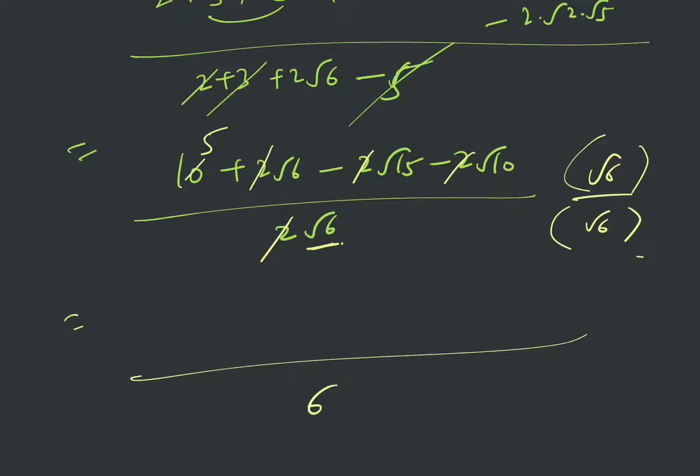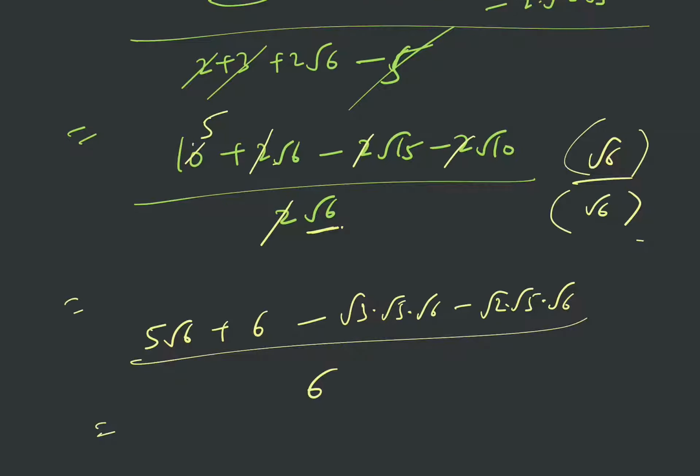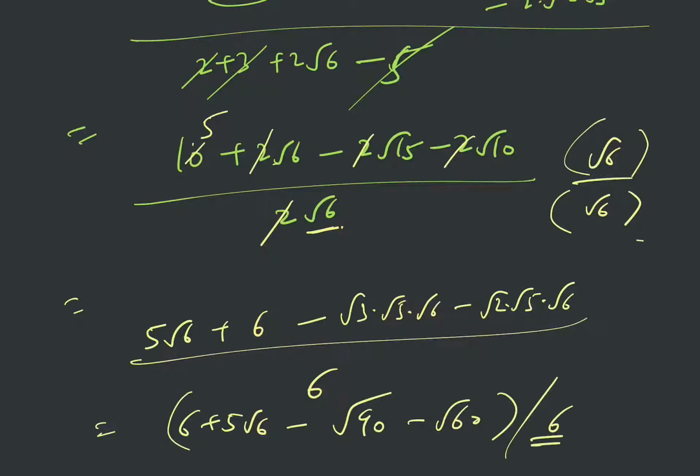So denominator root 6 into root 6 will be 6, and now this will be 5 root 6 plus root 6 into root 6, it is 6, minus root 15 into root 6. So this is root 3 root 5 root 6 minus root 2 root 5 root 6, right? So you have 6 plus 5 root 6 minus, this is root, you can leave it as it is, or you can write it as 15 times 6 is 90, minus root 60, whole divided by 6. So you can see that finally you have rationalized the denominator, right?